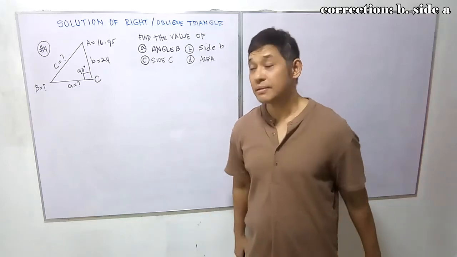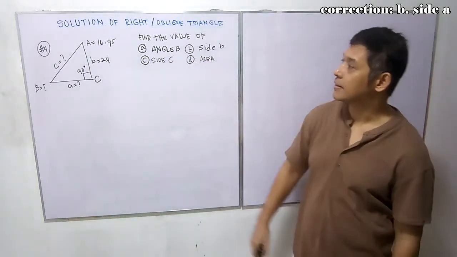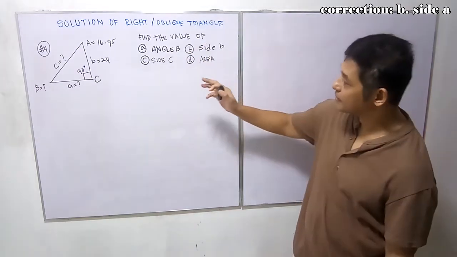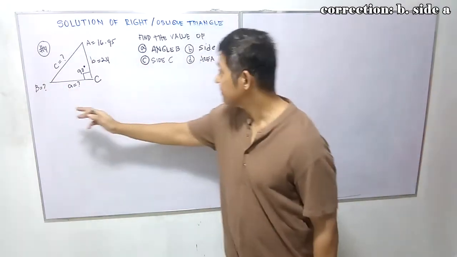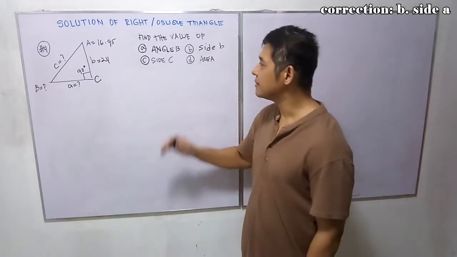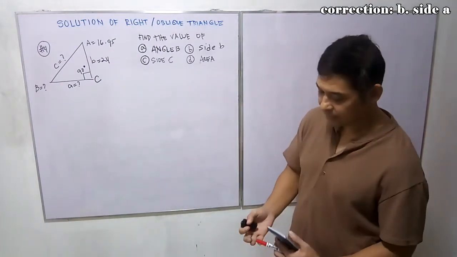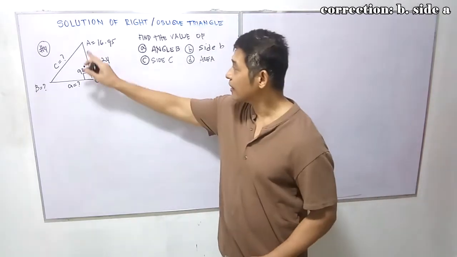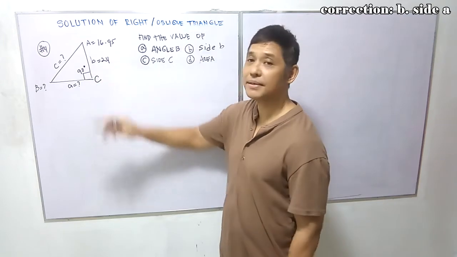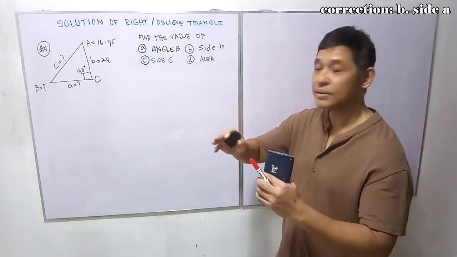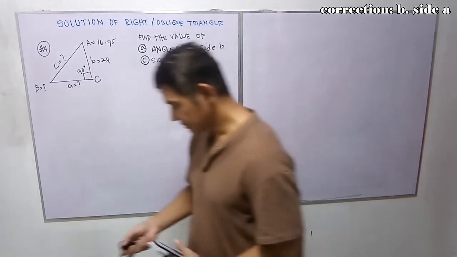Last question po dito sa solutions of right triangle. The question is, find the value of, base po sa video na to, A, angle B, side C, tsaka yung area. So actually, iba to sa combination kasi angle A at tsaka side B. So iba siya sa combination ng example 1, 2, at tsaka 3. So okay, ganito.